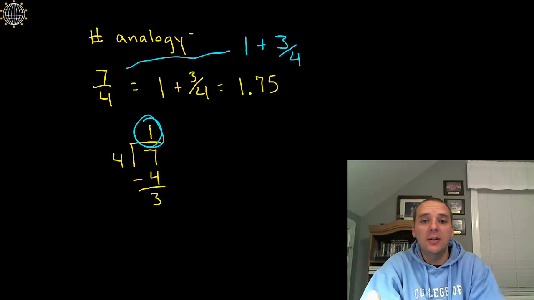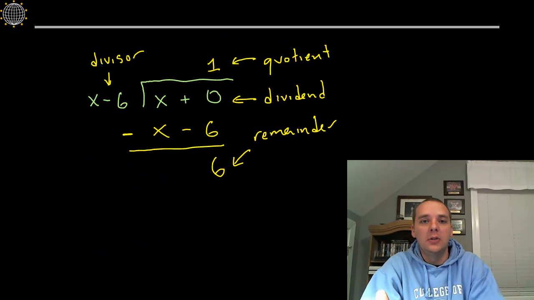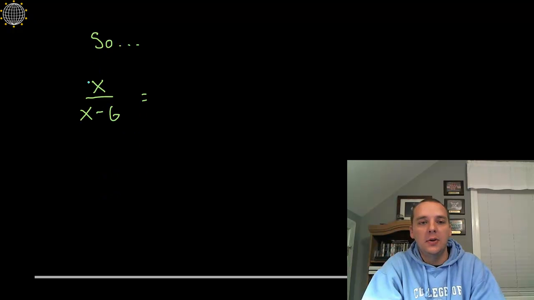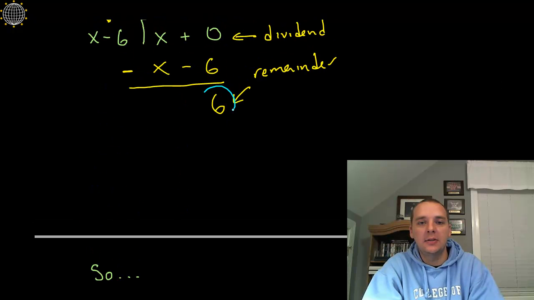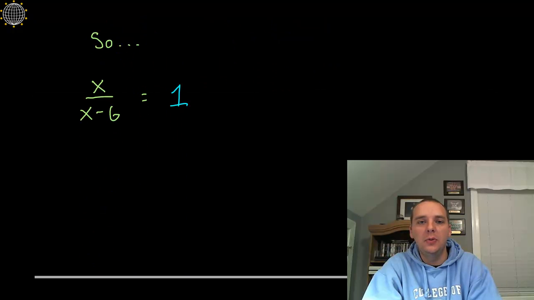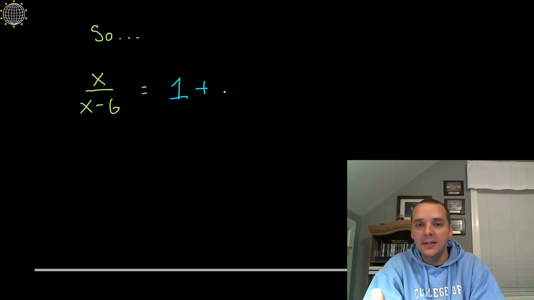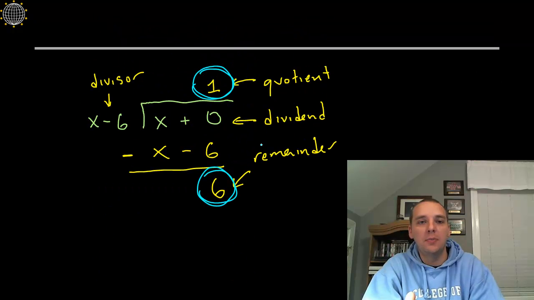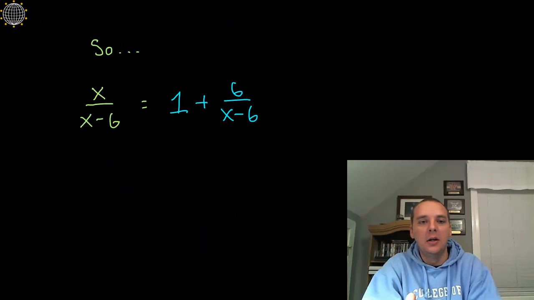So we're going to do the same thing, only with polynomials. The meat of our answer is the quotient. That's the major part of this fraction here. So x over x minus 6 mostly is the number 1. Now we did have a remainder of 6, but what do we do? Do we just say 1 plus 6? No, again, it's 6 as a portion of the divisor, which was x minus 6. So it's the same pattern here. These two are equivalent.